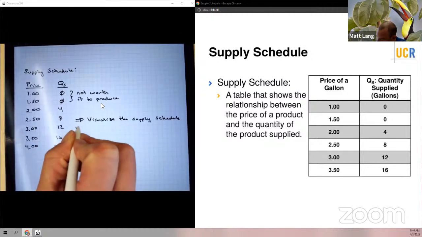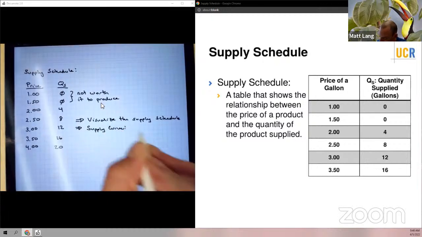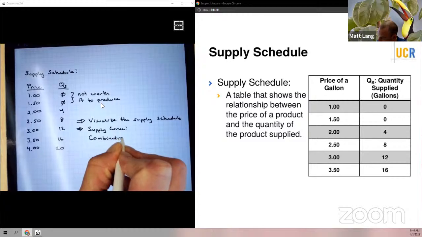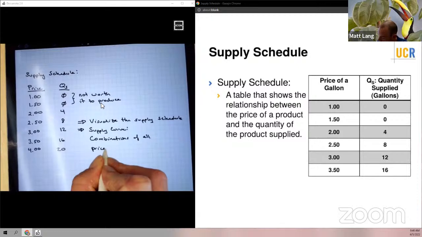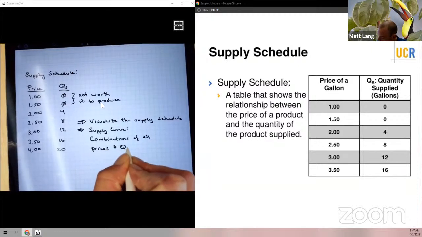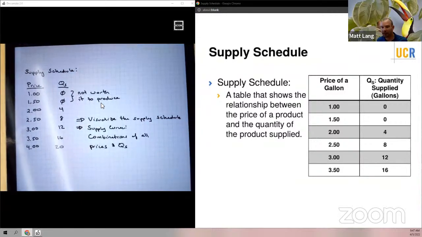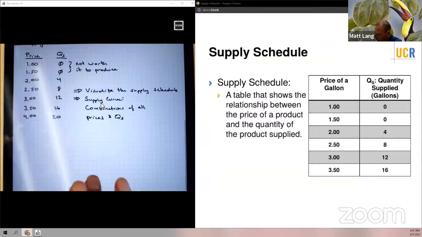By doing this, I'm going to get a supply curve, and this supply curve is going to give me the combinations of all prices and QS, quantity supplied. Get all of that down on a graph and just see that very broadly. And so how do we do that?